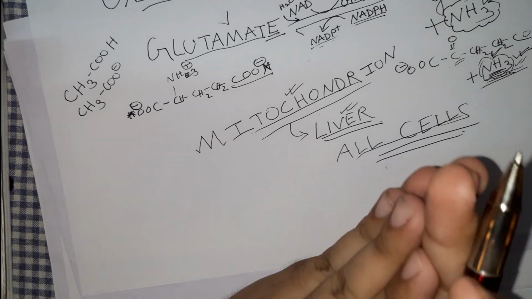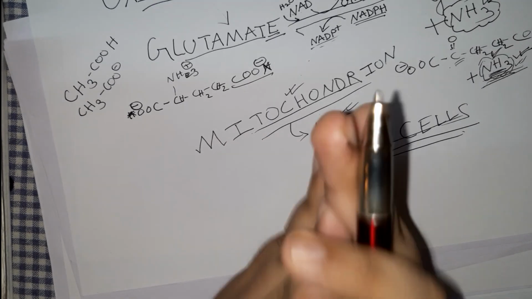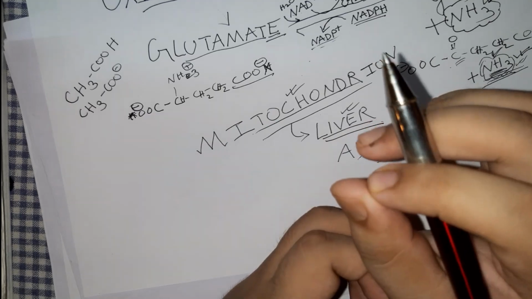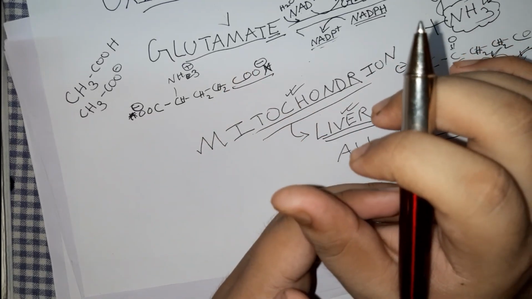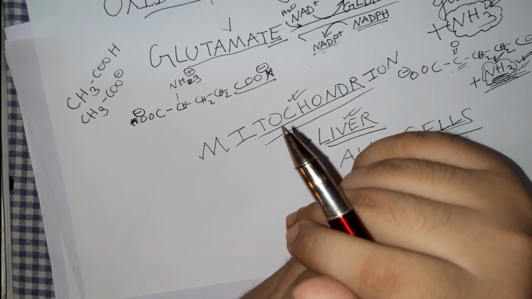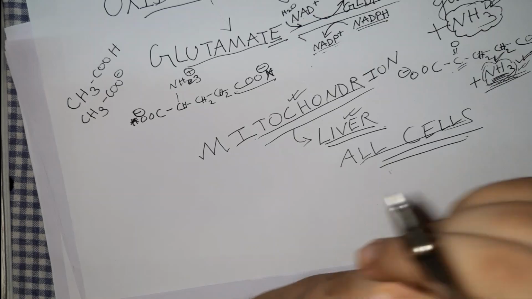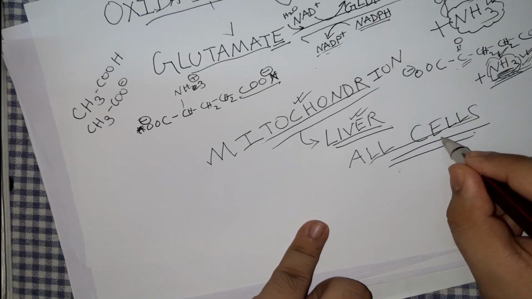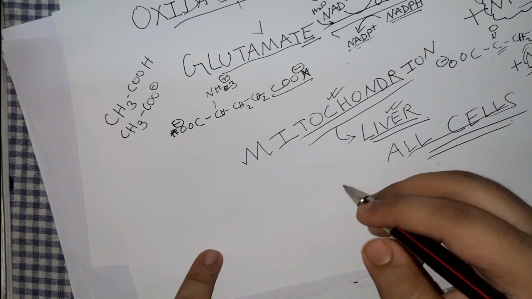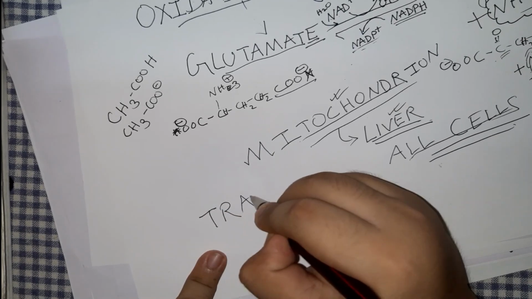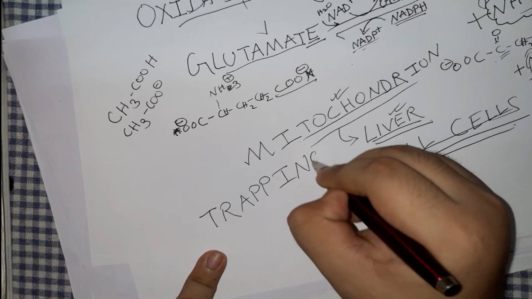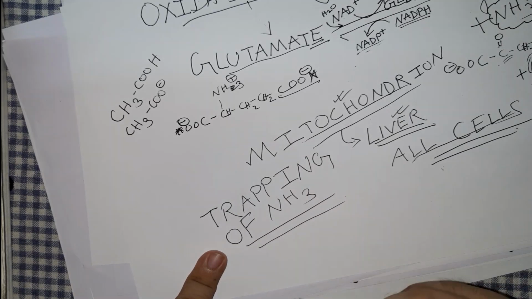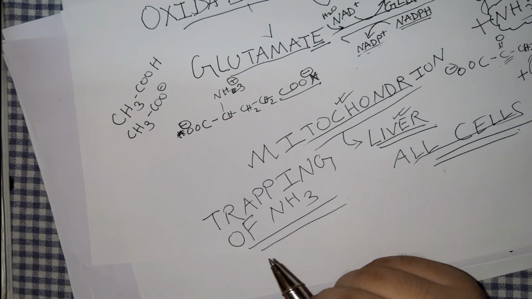So the liver is where ammonia formed in other sources should be pushed. The question is, how is the ammonia from different parts of the body transported to the liver? That is where we come to a different concept. It's a short thing, I won't take much time. That is trapping of ammonia. So ammonia is formed in different parts of the body, but ammonia is highly toxic.